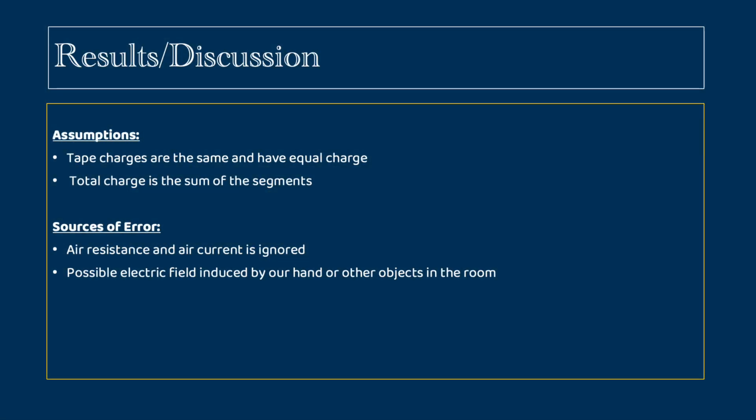So here, we will be talking about the results and discussion. The assumptions made here were that the tape charges are the same and have equal charge, and that the total charge is the sum of the segments. Some sources of error that could have happened are that air resistance and air current are ignored in our coding and our calculations, and also possible electric fields induced by our hand or other things that we cannot control.